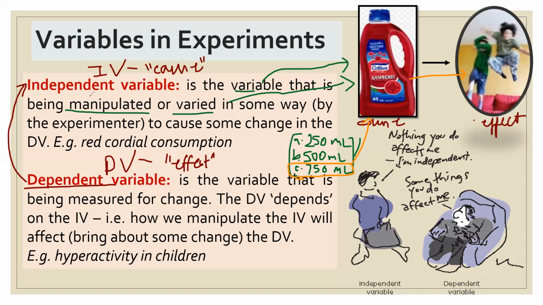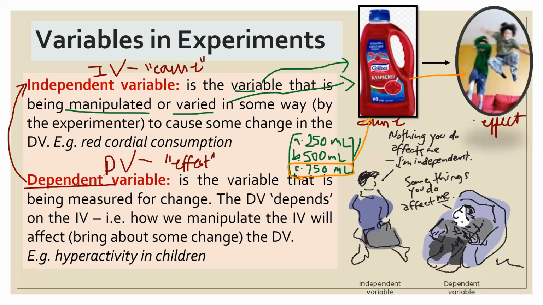Okay, so that's what the IV is. The IV is always something that we can change. It's a thing. It's not a behavior. It's not something that we can observe someone doing like an action. It's not a pattern of movement or behavior that we can easily observe. It's more of a thing that we can manipulate.